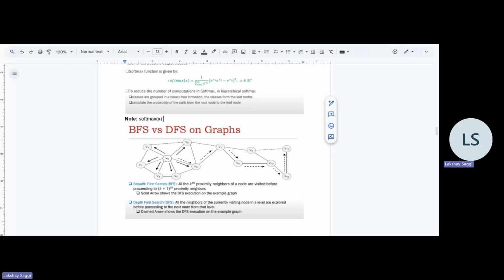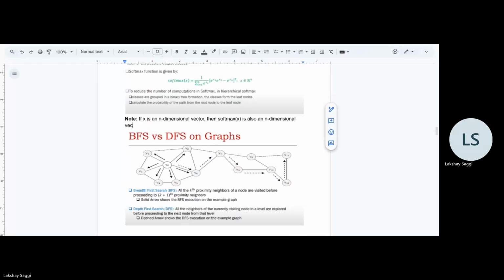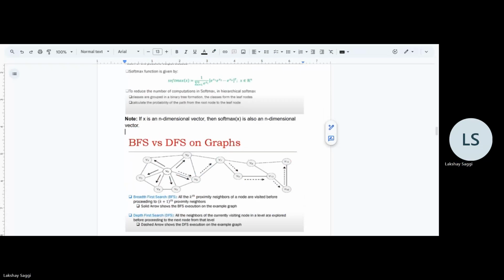If x is an n-dimensional vector, then softmax of x is also an n-dimensional vector. Just a note, not a very hard thing, but a technical note.